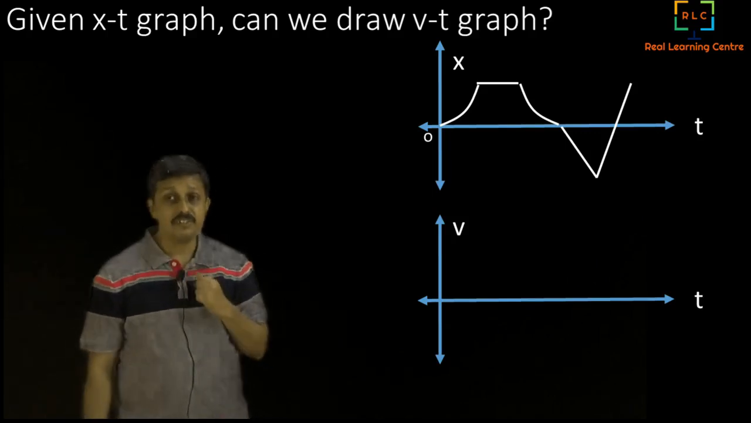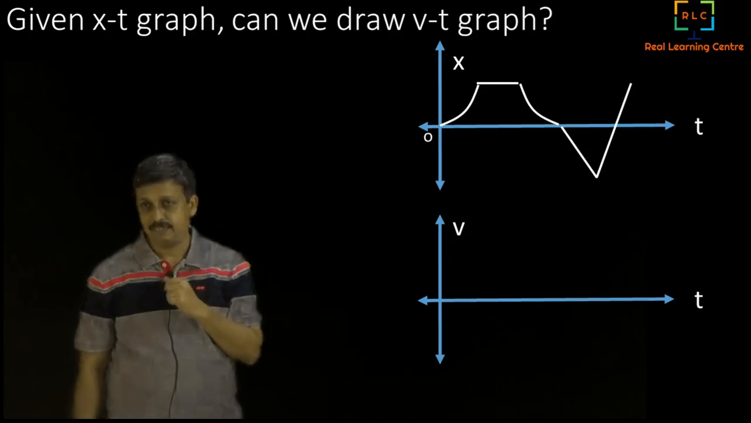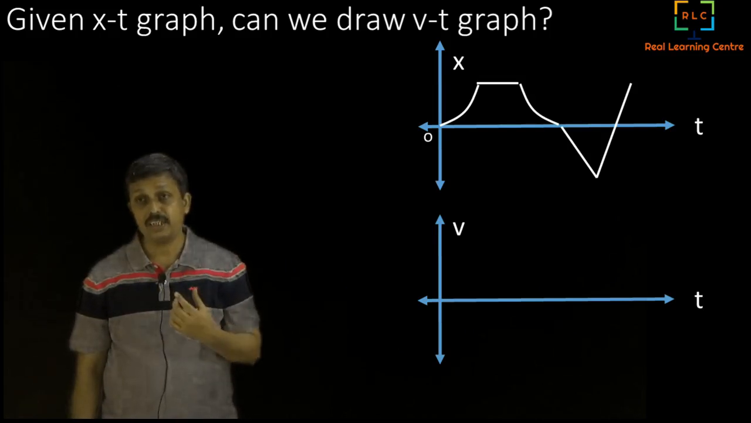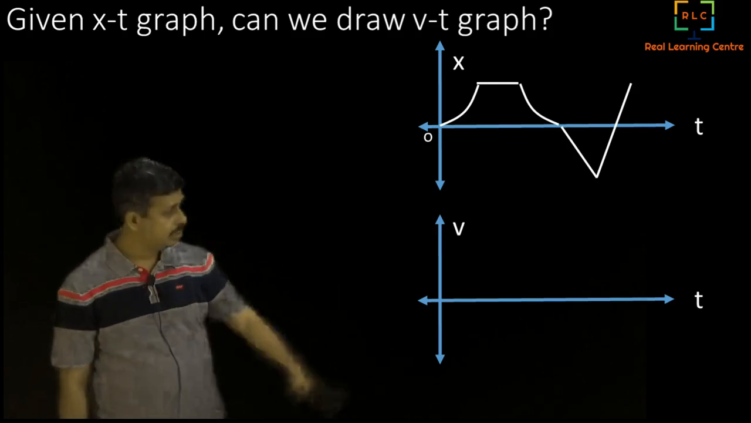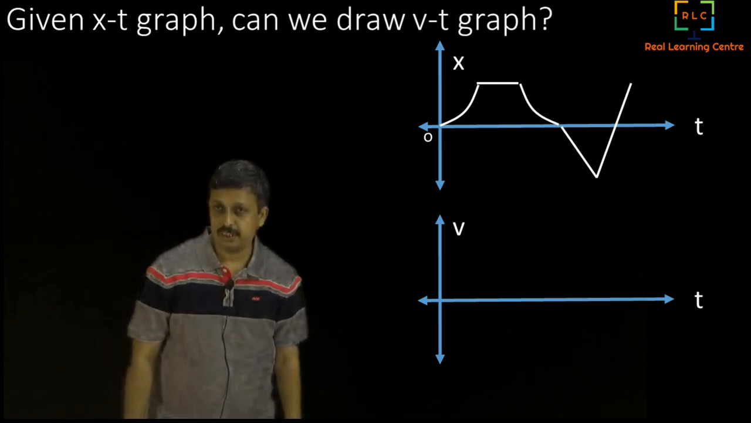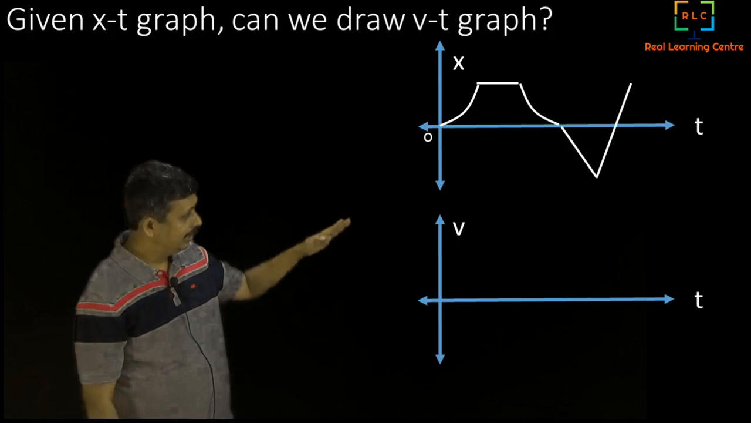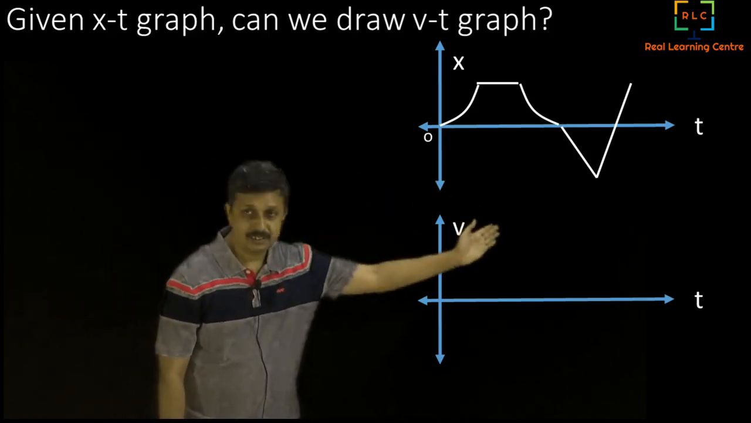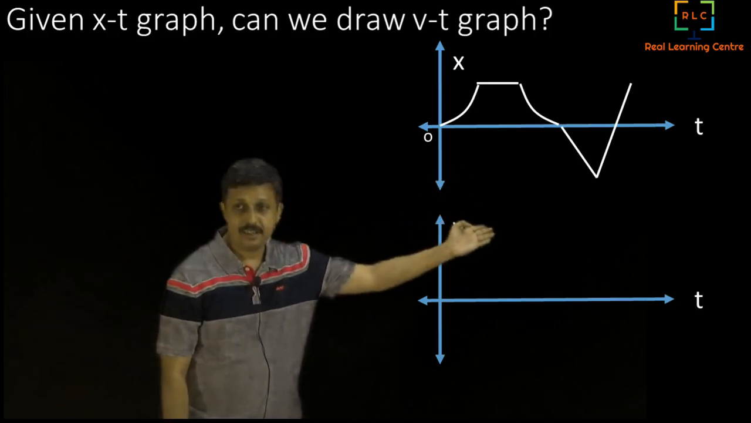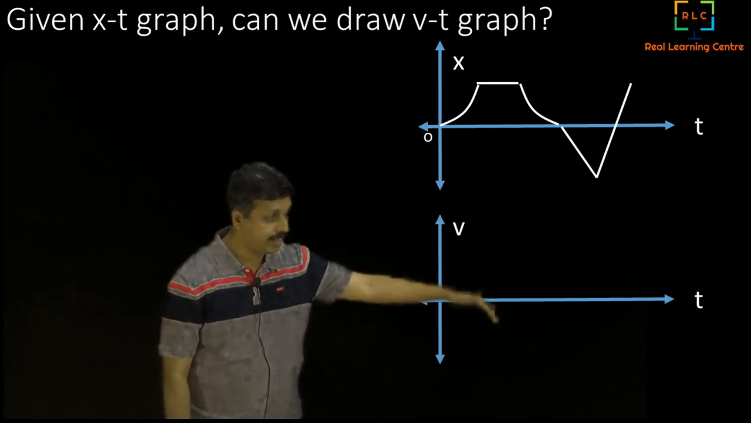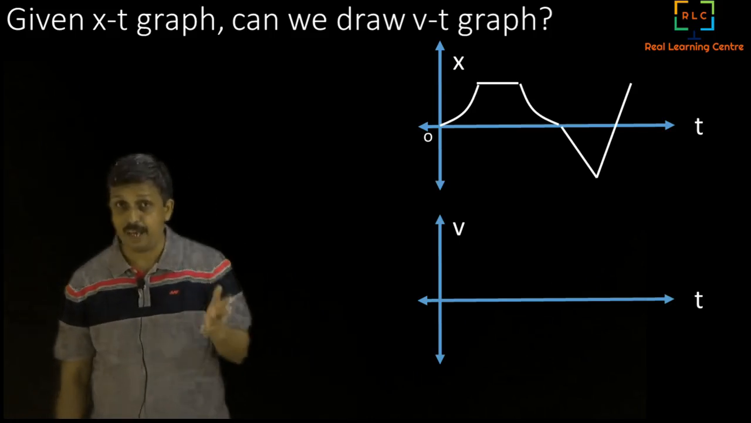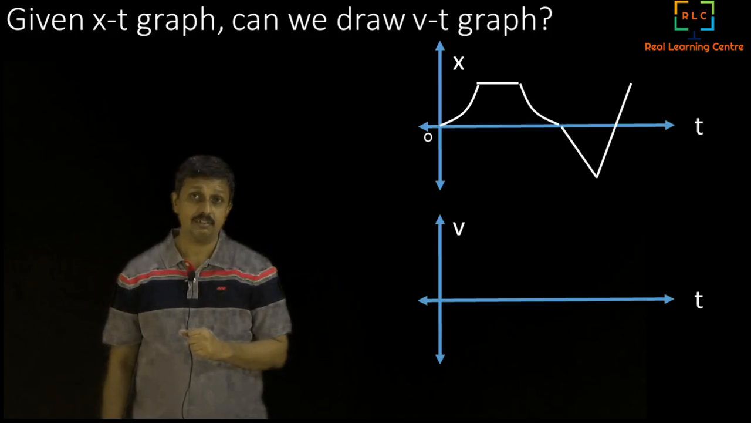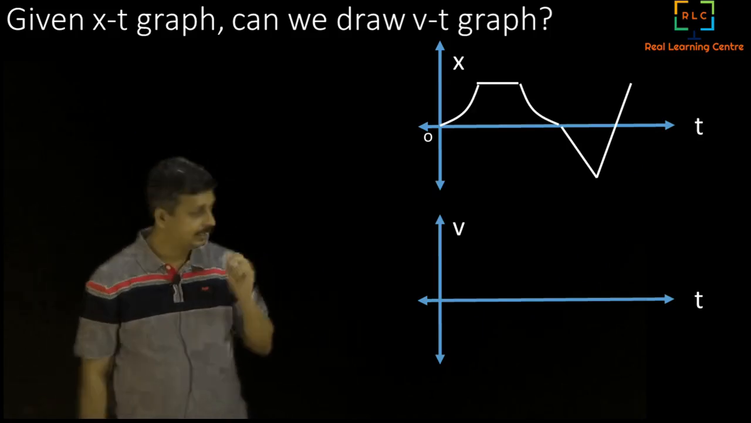Now we will see, given an xt graph, can we draw a vt graph? There is an xt graph given, in the sense that x is changing like this, then x is constant, then x is decreasing in a curve, and then it is decreasing again in a straight line. Such a scenario is happening. Can we draw a vt graph for that? For that question, here is the answer.